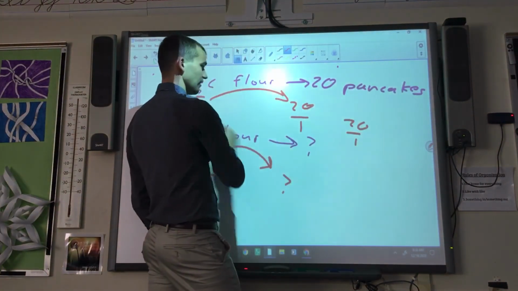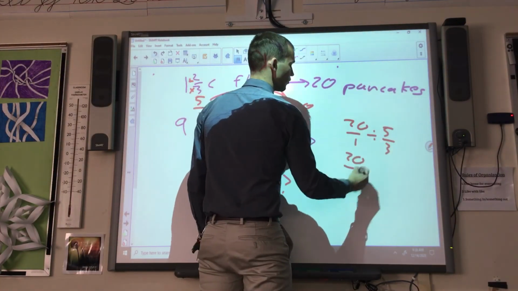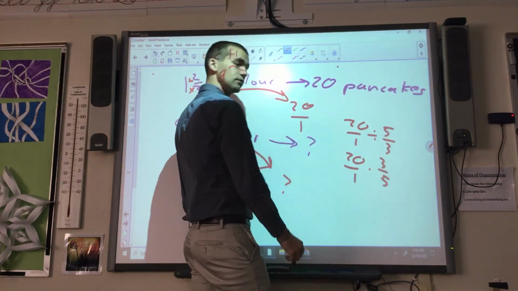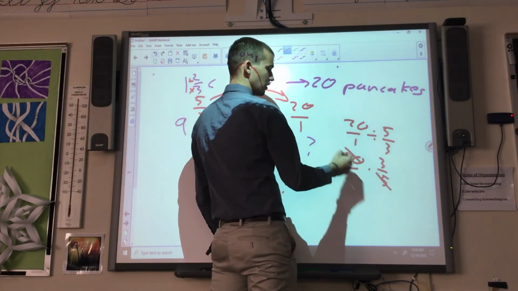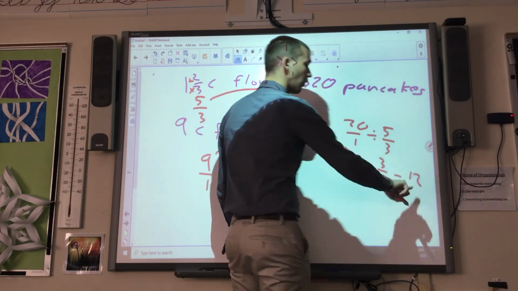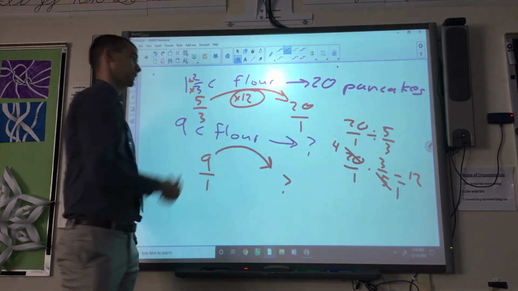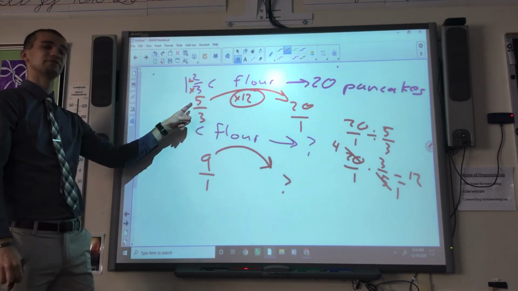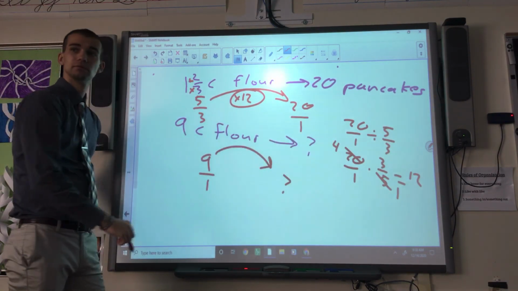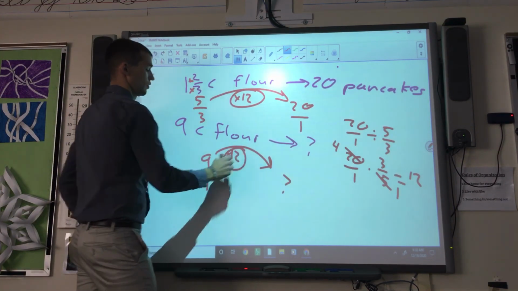divided by 5/3, which is the same thing as 20 over 1 times 3/5. This becomes divided by 5, that becomes 4, that becomes 1, so we get 12. So you are multiplying by 12 to get across there. Think, 12 times 5 is 60, and 60 over 3 is 20. So that may mean we're also going to multiply by 12 over here.